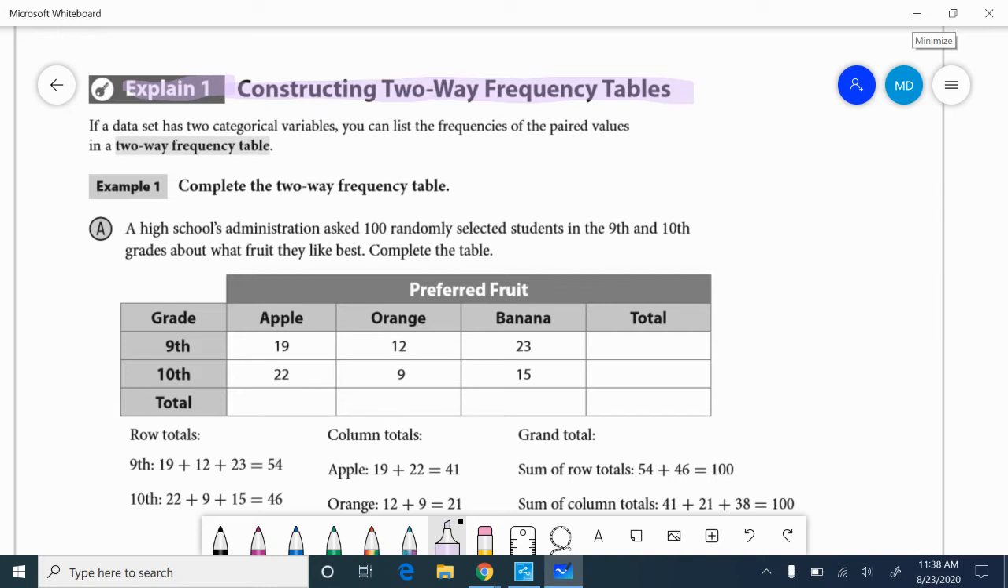If a data set has 2 categorical variables, you can list the frequencies of the paired values in a two-way frequency table. All right, so for example 1, we're going to complete the two-way frequency table. Part A, a high school's administration asked 100 randomly selected students in the 9th and 10th grades about what fruit they liked best.